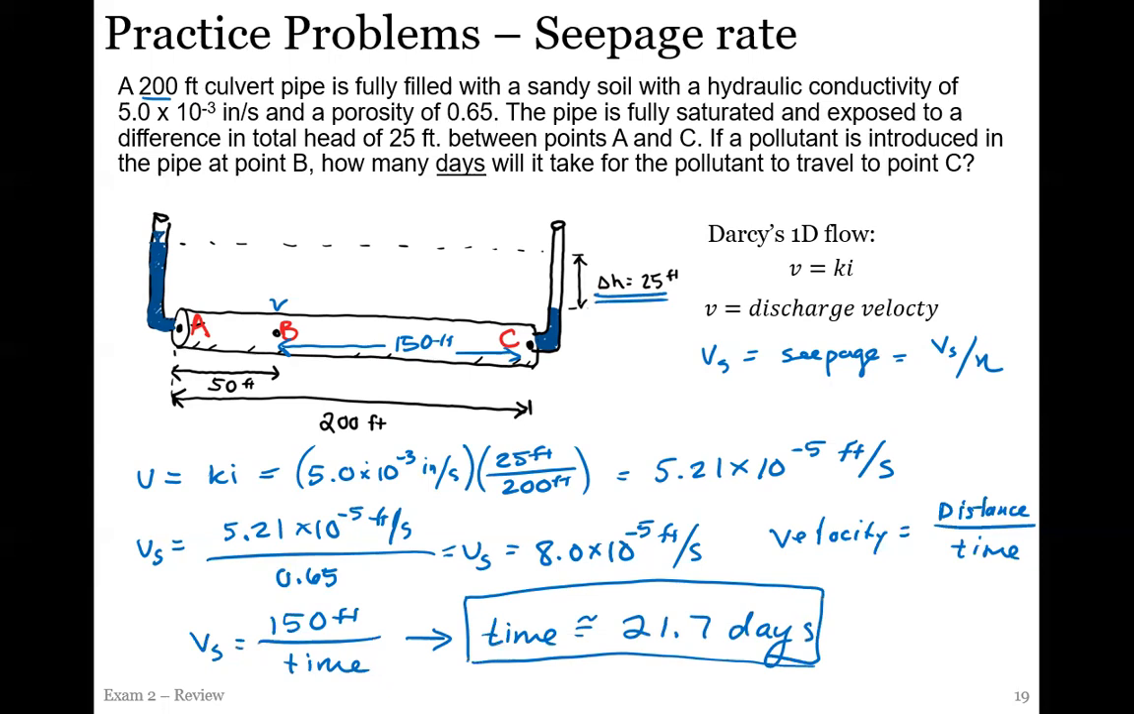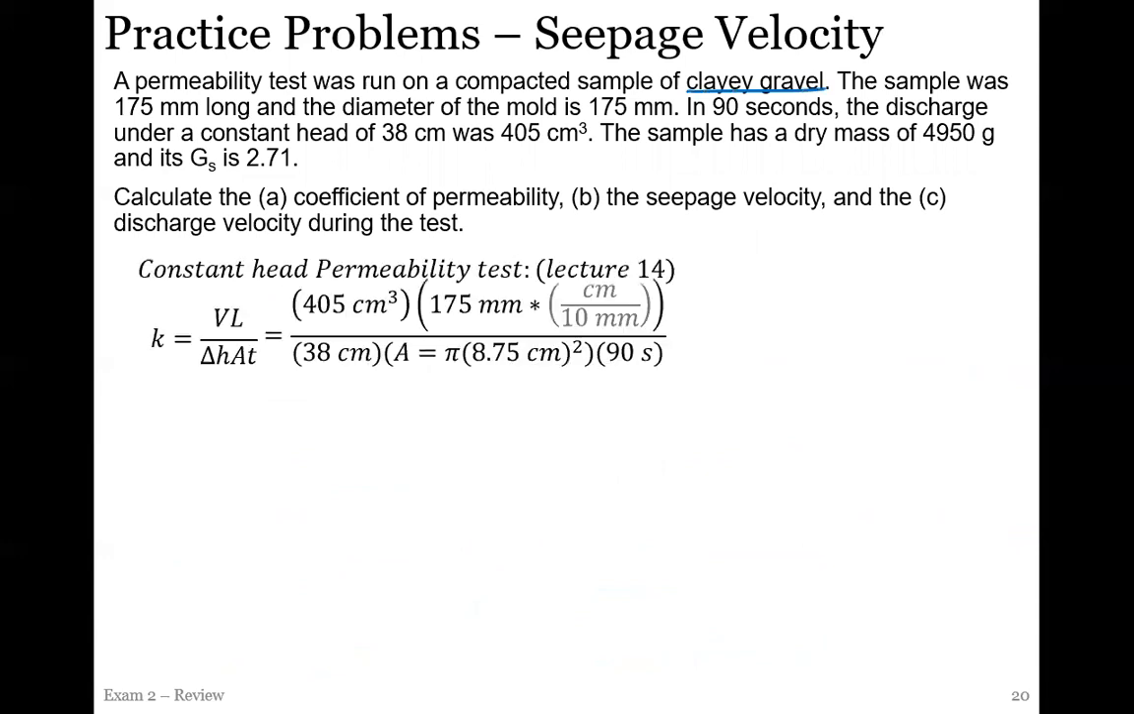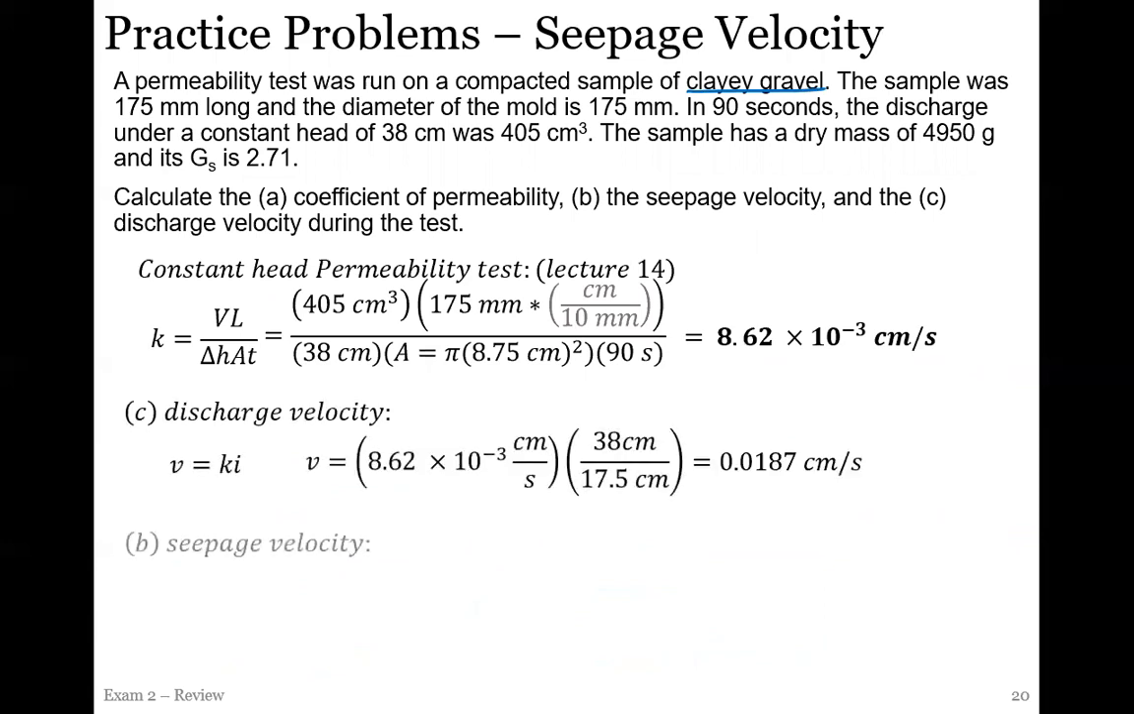All right, this one is not that critical. This is the constant head test, compacted clay gravel. So it's just applying the equation for constant head. I think this equation is all given to you, right? This was in your notes, at least. So go through this step by step to find the discharge velocity. And then of course the seepage velocity is the same thing divided by the porosity.